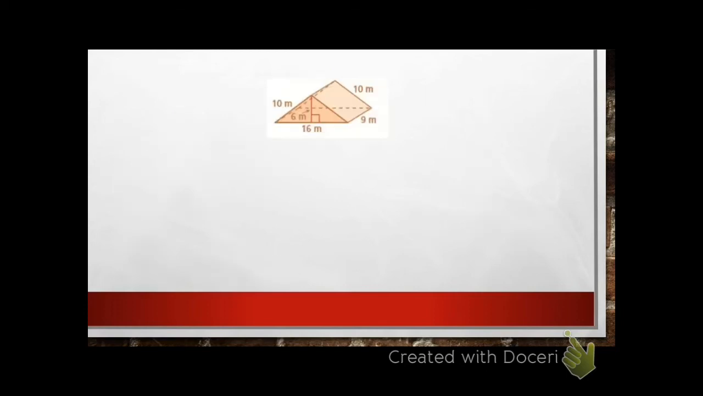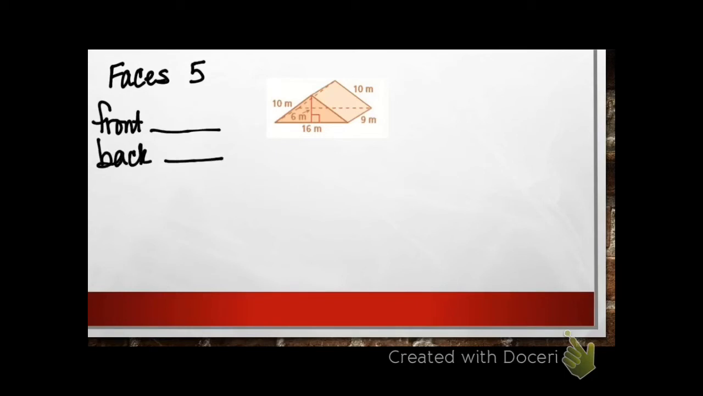All right, I think we really should try it one more time. We already know that our total faces are 5, right? Because that's not going to change for a triangular prism. So let's go ahead and make our labels. We're going to have a front, a back, a bottom, and 2 sides. And remember, they may not be the same.